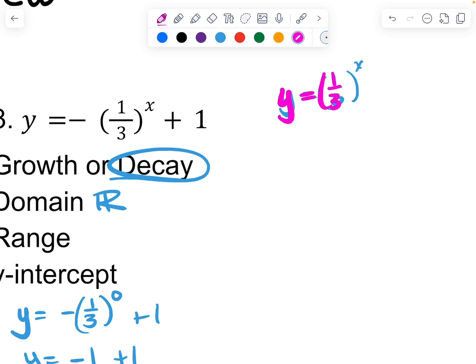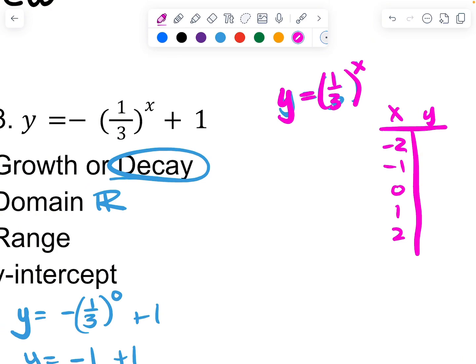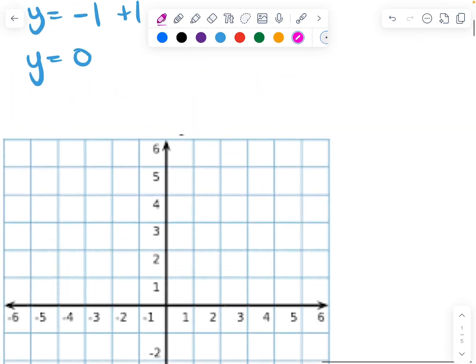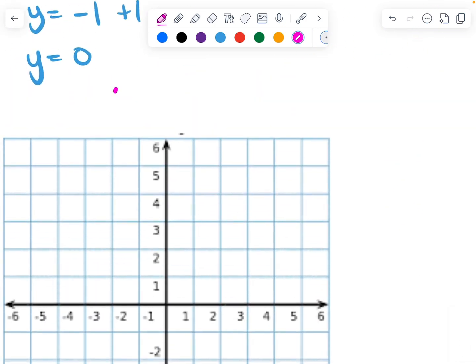Okay, so now I should be doing this in a different color. I meant to have two different colors. So if I was to do a t-chart of this, -2, -1, 0, 1, 2. If I plugged in -2, that's going to flip the 1/3 upside down to be 3 and square it. That would be 9. This would be 3. This would be 1, 1/3, 1/9. So let's plot those. So (-2, 9) is going to be way up here. Then (-1, 3). We're going to have this, and then we're going to have 1/3. So this is getting closer and closer.